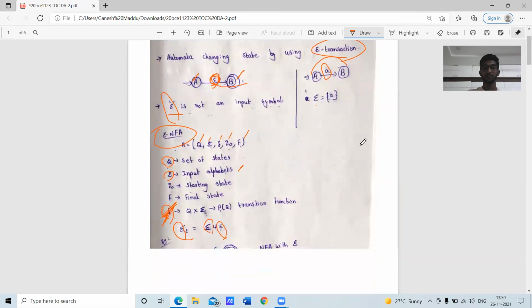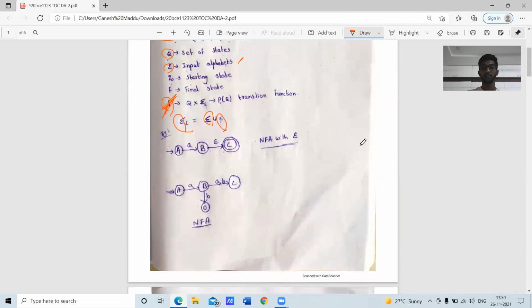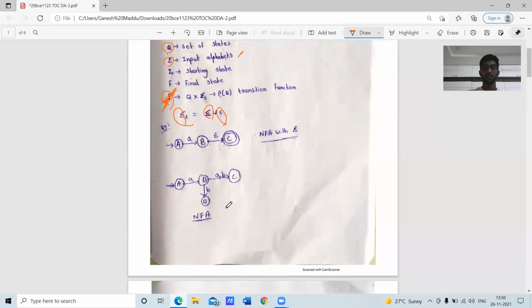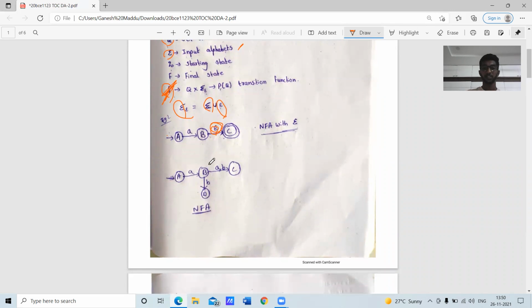Now we will see some examples of epsilon NFA and NFA. Here we have the transition of epsilon, so we can call this NFA with epsilon. Here there is no epsilon transition, so this is normal NFA.